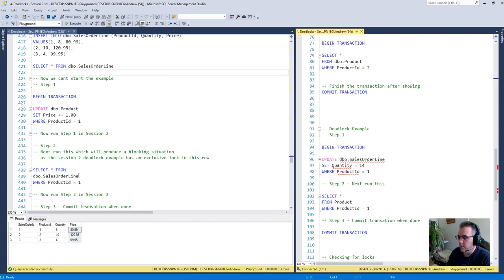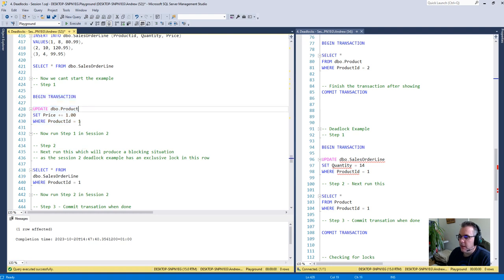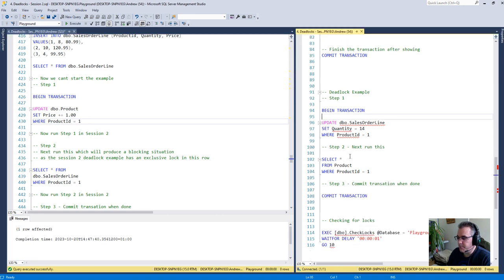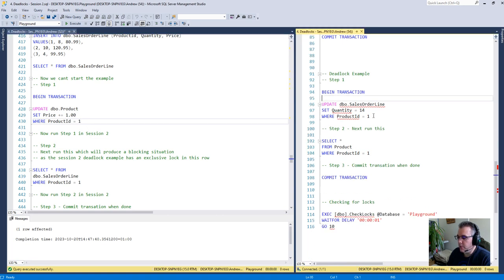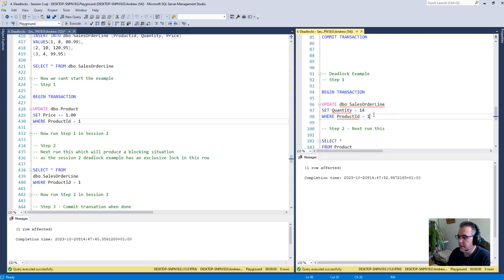Scrolling, deadlock, okay, so we're going to create a transaction. One transaction, session 1 over here, updates the product, it increments the price, but the transaction is open. The next one, session 2 over here, also creates a transaction, but he's updating a different table. He's updating sales order line. So the different tables we're touching.